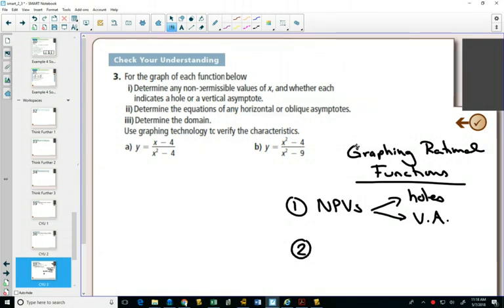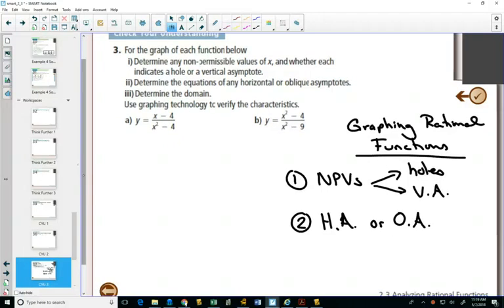The second thing we look for is horizontal asymptotes or oblique asymptotes. And you remember there were 3 situations, right? Situation number 1 was the degrees are the same, then you'll have a horizontal asymptote at the coefficients of the highest degree.